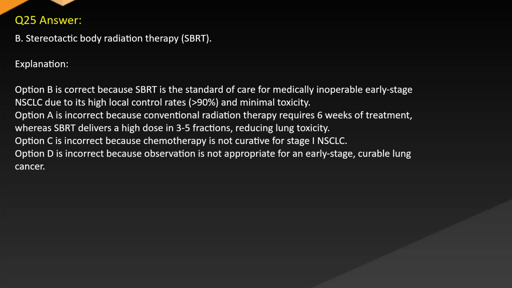Answer: B. Stereotactic body radiation therapy, SBRT. Explanation: Option B is correct because SBRT is the standard of care for medically inoperable early-stage NSCLC due to its high local control rate, 90%, and minimal toxicity. Option A is incorrect because conventional radiation therapy requires 6 weeks of treatment, whereas SBRT delivers a high dose in 3-5 fractions, reducing lung toxicity. Option C is incorrect because chemotherapy is not curative for stage I NSCLC. Option D is incorrect because observation is not appropriate for an early-stage curable lung cancer.